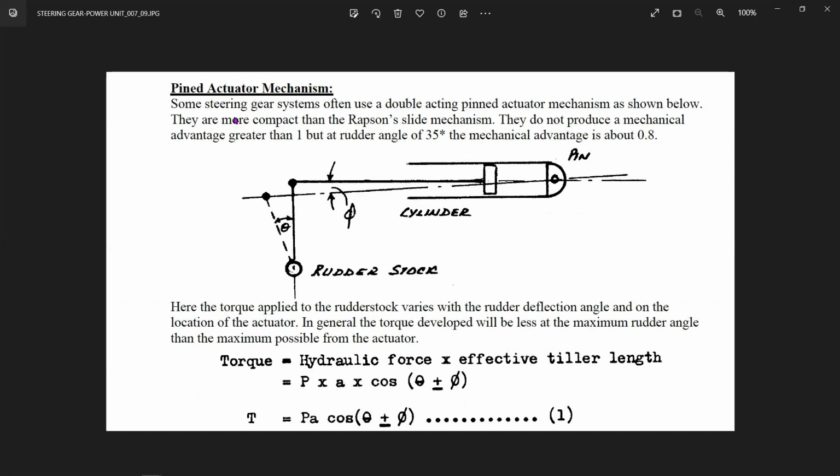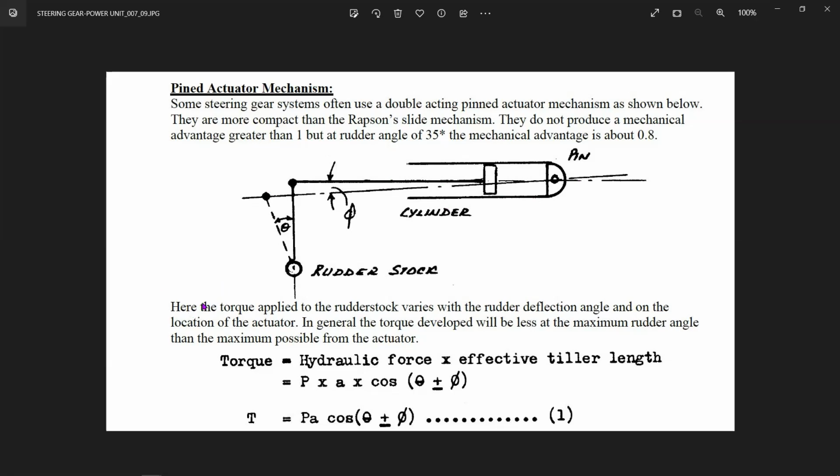Now, talking about the rudder actuator mechanism, the pinned one. The steering gear system is a double acting pinned rotor mechanism as shown below. They are more compact in the absence of a guide mechanism. They do not produce a mechanical advantage greater than 1, but at a rudder angle of 35, the mechanical advantage is about 0.8 in this design. So it is lesser than the rotary vane, and much lesser than your Rapson guide mechanism. That's why you always have the Rapson guide mechanism, where your mechanical advantage is more.